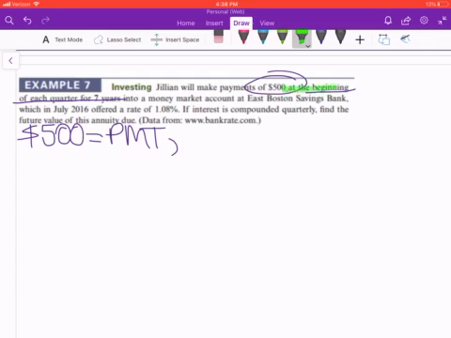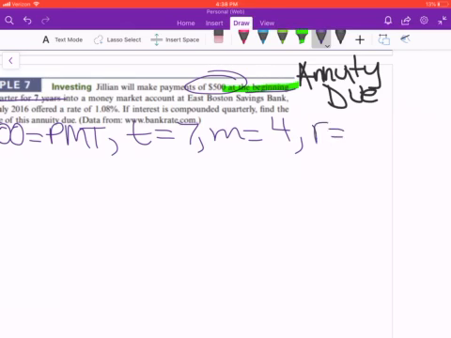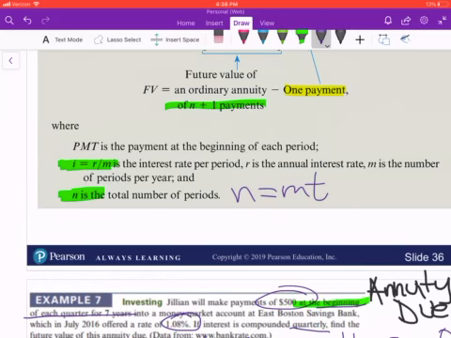So here we get several things. The fact that it says at the beginning, it tells us right away that this is an annuity due, because the payments are made at the beginning. So the time will be 7, and then M will be 4 because it's quarterly. And the interest rate will be 0.0108. Here it also says compounded quarterly, so that's another reason why M is equal to 4. And so we're going to use the formula that is given to us here.